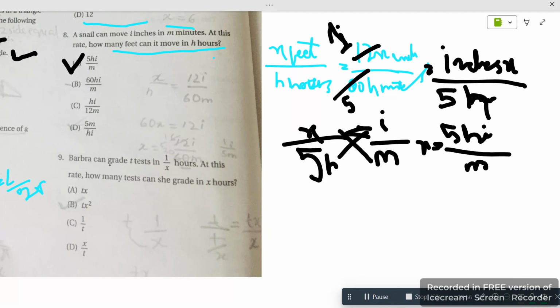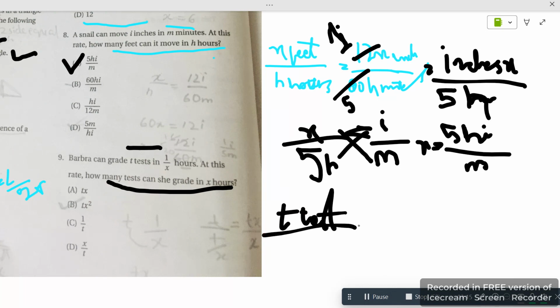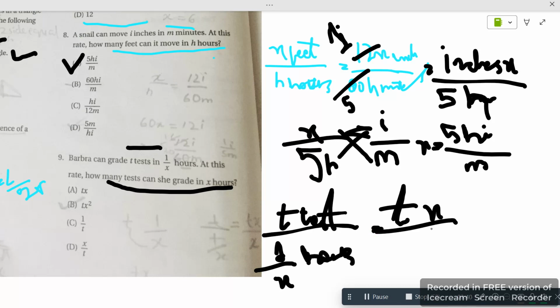Then 9, which is: Barbara can grade t tests in 1 upon x hours. At this rate, how many tests can she grade in x hours? So how we'll do this, we know the t tests would be divided by 1 upon x hours, which is equal to tx. We need to find the value of tx, the tests which have been done. The question was asking how many t tests are graded in 1 upon x hours, so we need to find the rest, the tests graded per hour, tx, which is equal to 1 upon x divided in that way. We can also write this as 1 hour only, because x downward has been moved to the upper part.